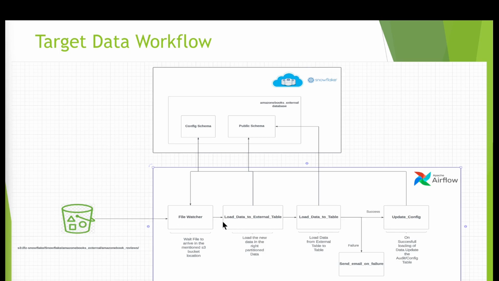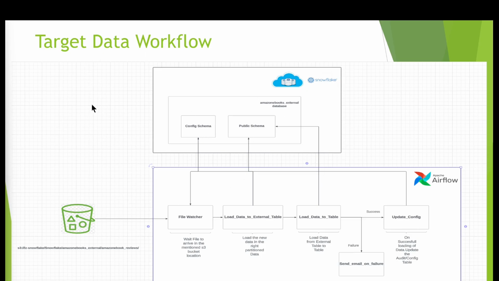Those tasks are loading the data to the external table, and loading the data from the external table to the table, which in this scenario is a transient table. On successful incremental load, update the configs that are stored in Snowflake. If any failure happens, we have developed one more task, that is to send emails using an AWS SNS topic having the relevant error messages.